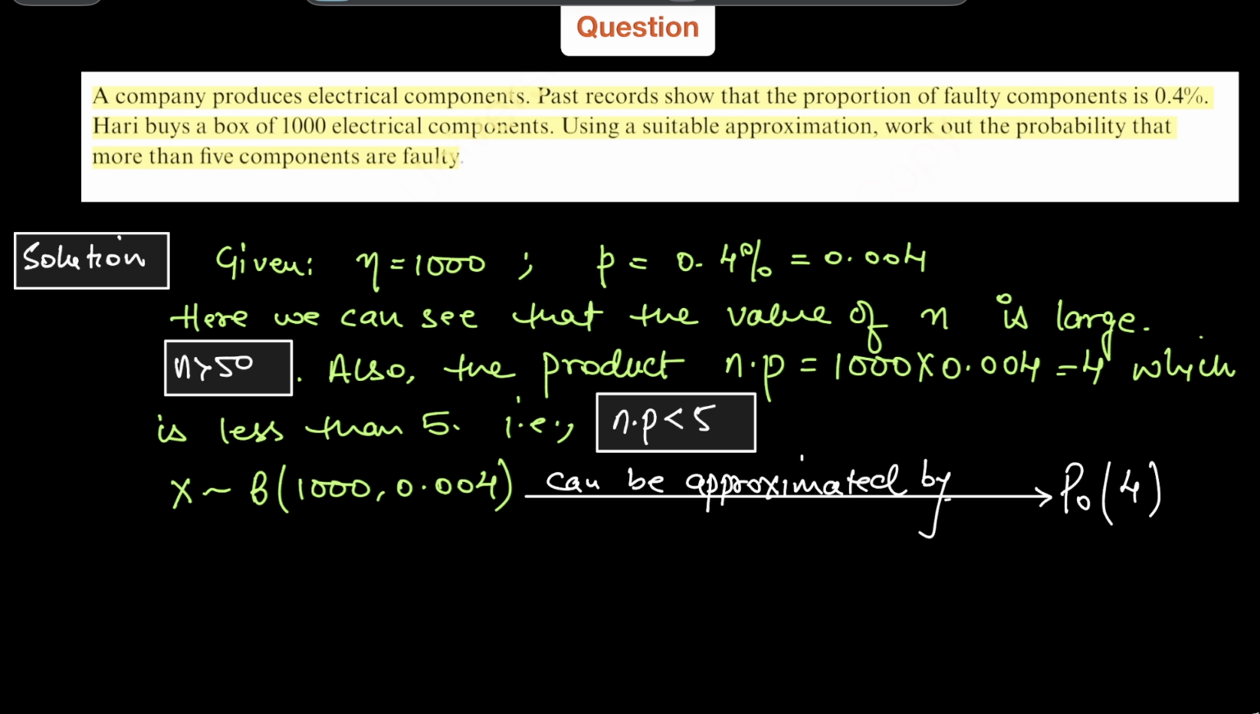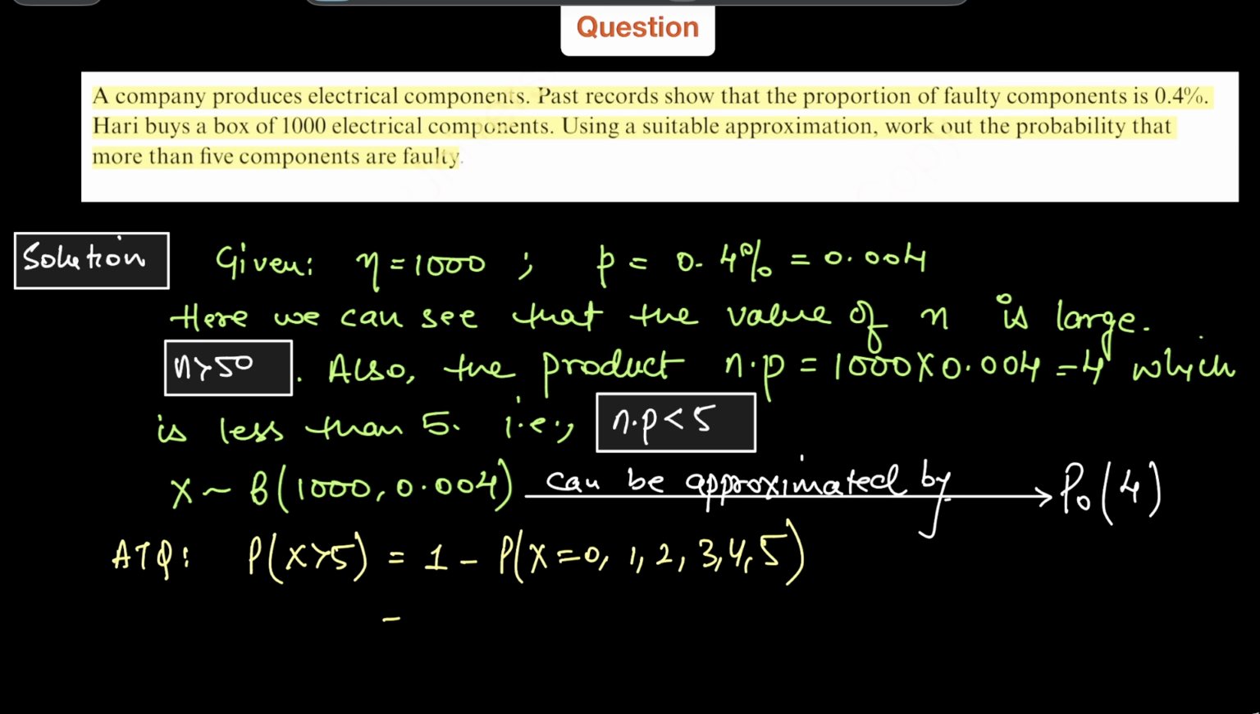Now if we read the question very carefully, we can see that it wants us to work out the probability that more than 5 components are faulty. So more than 5 components are faulty means that, according to the question, we need to find the probability of x greater than 5. And for this, I will calculate 1 minus the probability of x equal to 0, 1, 2, 3, 4, and 5. So let's calculate this.